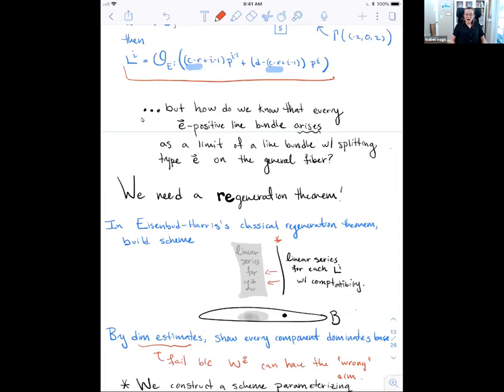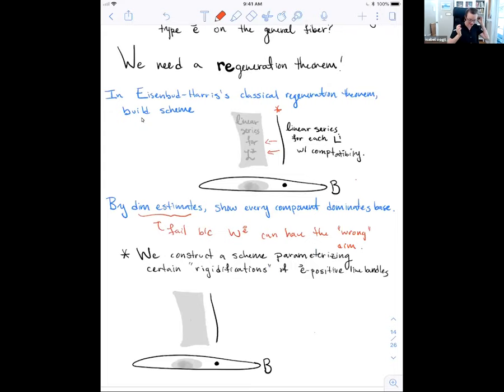So what we have to do, the heart of the paper, is construct a scheme that parameterizes, like they did, certain rigidifications of E-positive line bundles. In our case, it's not just a linear series, it's what we call an E-nested linear series and an E-nested limit linear series. But I want to point out something important, which is that in Eisenbud and Harris's regeneration theorem, it was relatively obvious that these linear series with the appropriate compatibility conditions existed. So anytime you had something that looked like a limit, it satisfied this, and so it was a limit. But for us, it's highly non-obvious that the objects on the central fiber have the conditions necessary to regenerate to the general fiber. So it's really non-obvious that these appropriate rigidifications exist.